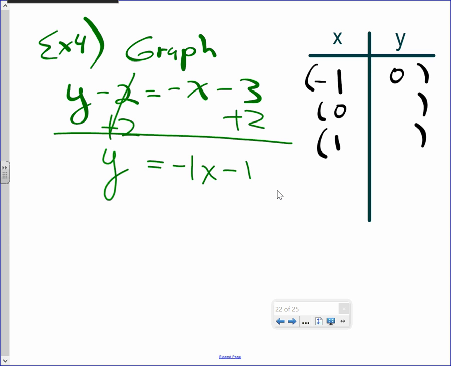Here we go. X is 0 now. Negative 1 times 0 minus 1. Again, we multiply before we subtract. That's going to be anything times 0 is 0. 0 minus 1. Awesome. There's our second ordered pair. Last but not least.